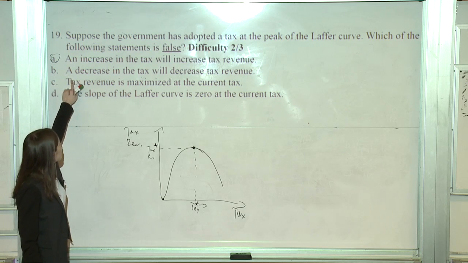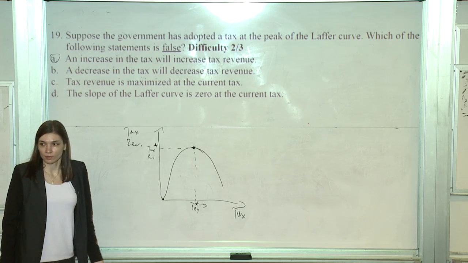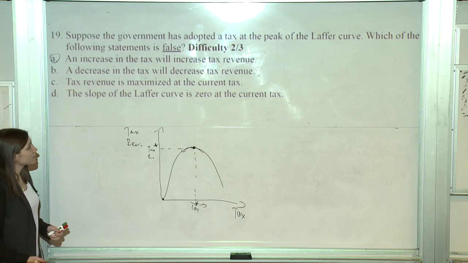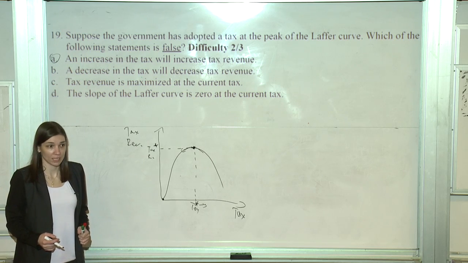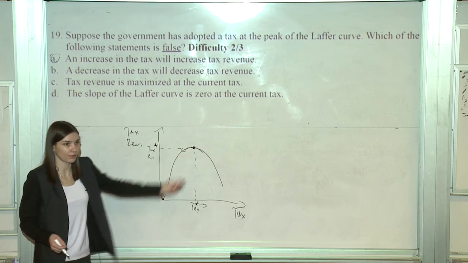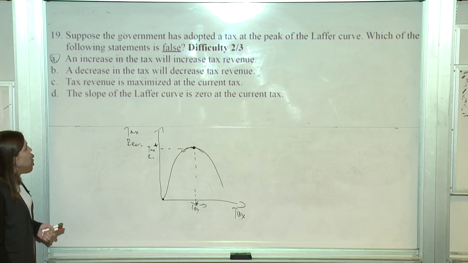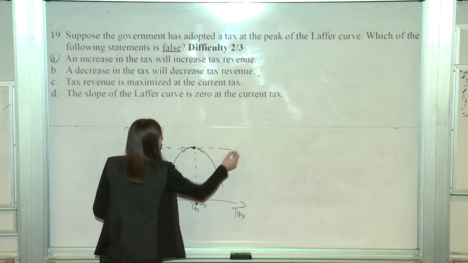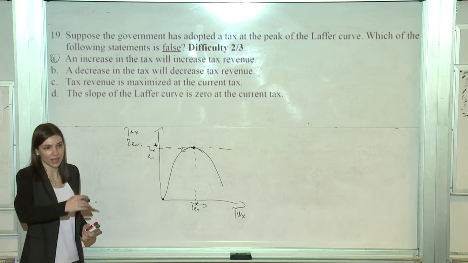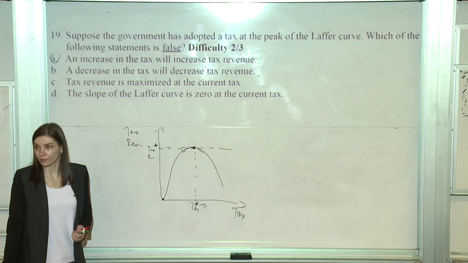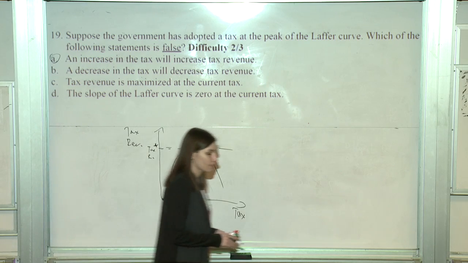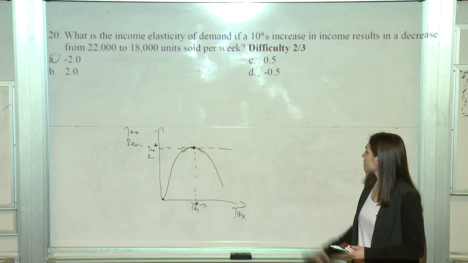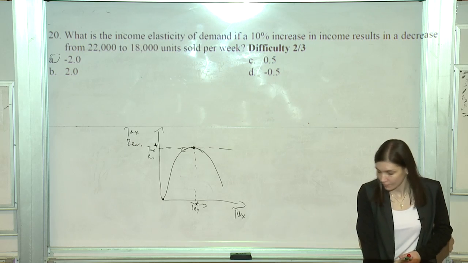But let's just check the other ones again. A decrease in the tax will decrease tax revenue. Is that true? Yeah, because then we'll be moving that way. Tax revenue is maximized at the current tax. Is that true? Yes, because we're at the top of the Laffer curve. It cannot get higher than that. The slope of the Laffer curve is zero at that current tax. Yeah, because the slope at the maximum of a curve is the slope of the tangent line. The tangent line is horizontal there. Okay. So the answer is A.